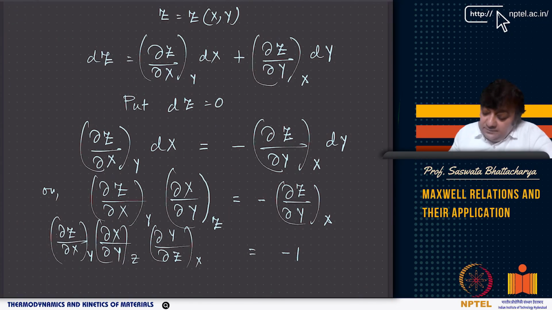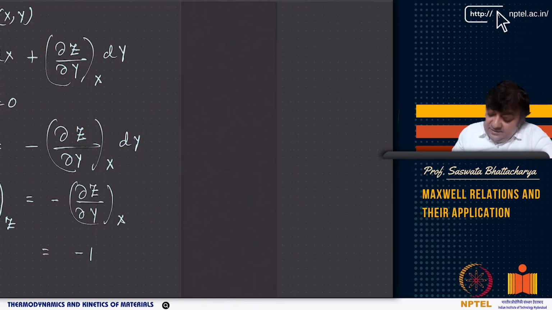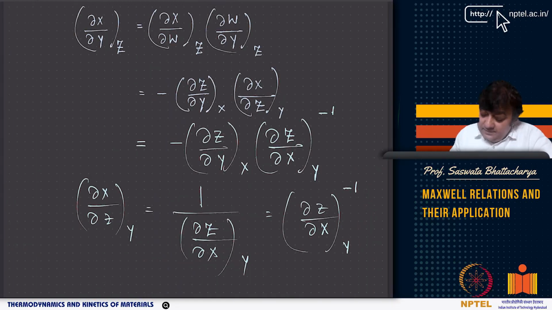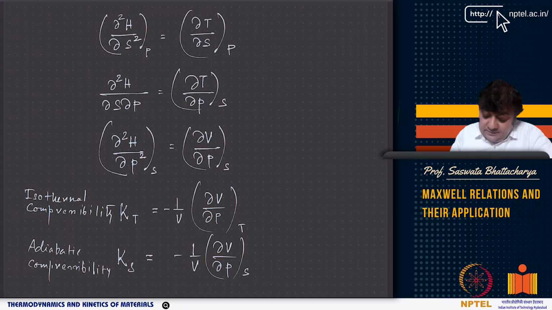So now, if you have this type of relations, we want to find a relation between kappa T, kappa S and all these derivatives.